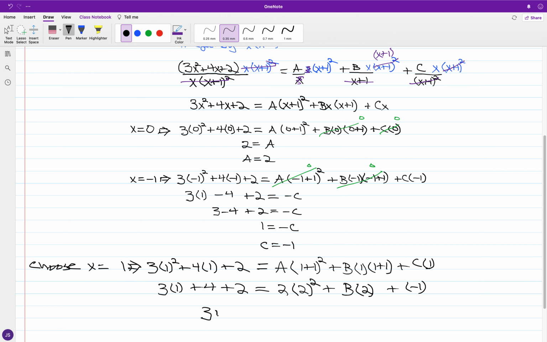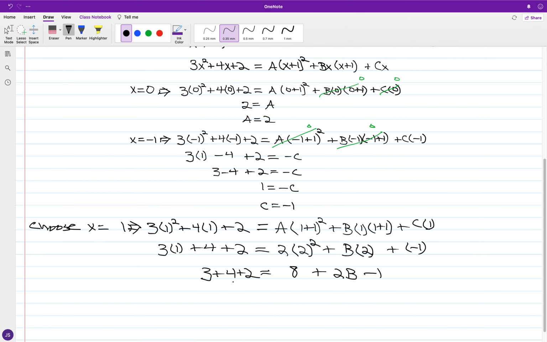So right now we've got 3 plus 4 plus 2, and 2 squared is 4 times 2 is 8, plus 2b, and negative 1. We are narrowing it down. 4 plus 3 is 7, plus 2 is 9, and we got 7 plus 2b. If we take 7 away from both sides, we get 2 is equal to 2b.